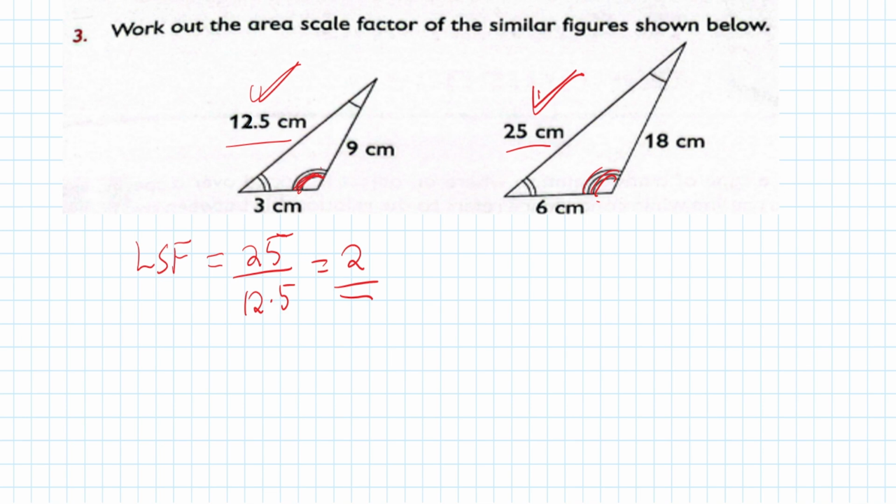Yeah, what we said, you can take over here. Usually I take the biggest over the smallest, but you can tend to take maybe the smallest over the biggest, up to you. 18 over 9 is also giving you 2. Now, area scale factor will be linear scale factor squared.